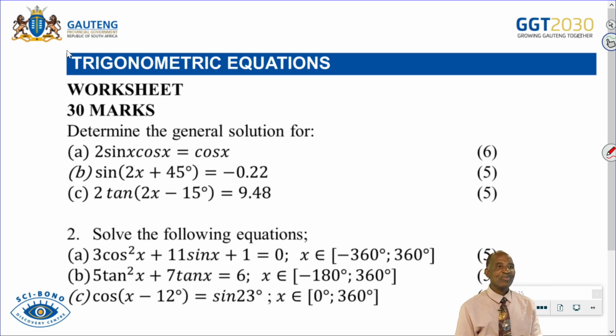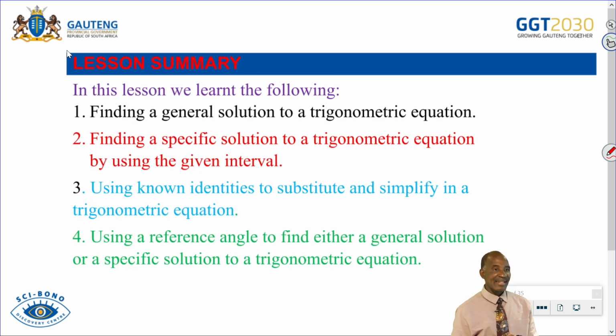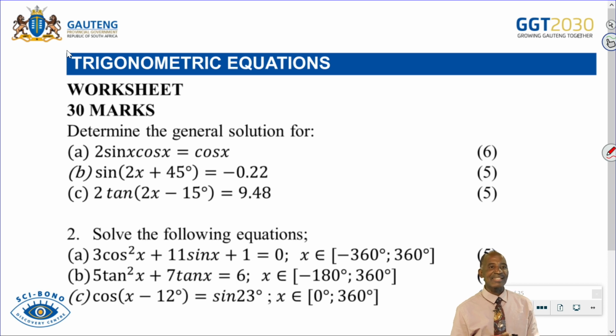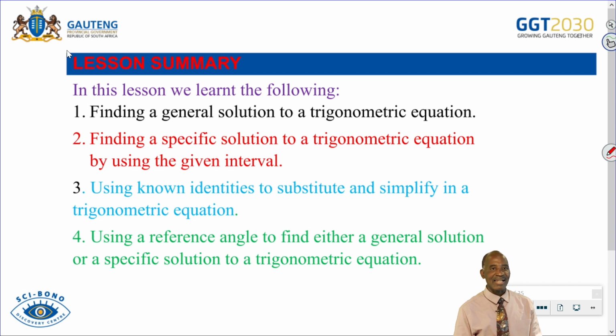Then 2, solve the following equations in the given intervals. 3 cos squared x plus 11 sin x plus 1 equals 0 in the interval x is an element of negative 360 to 360. 5 tan squared x plus 7 tan x equals 6 in the interval negative 180 to 360. Otherwise, the last question is cos(x - 12 degrees) equals sin 23 degrees in the interval 0 to 360 degrees.